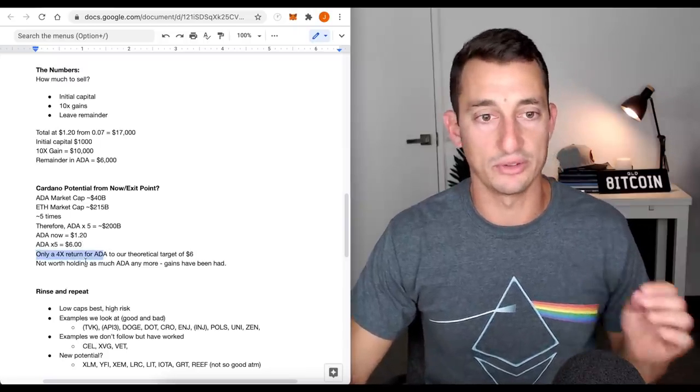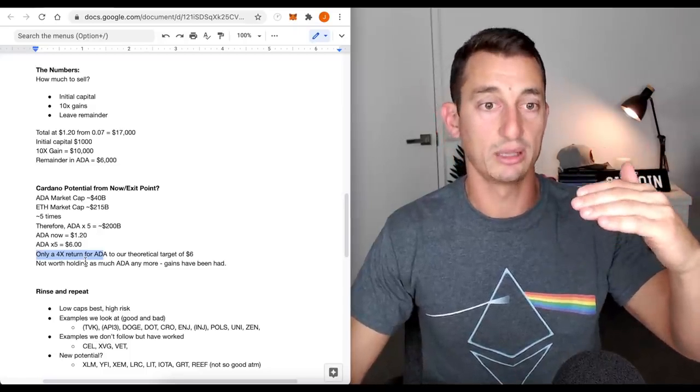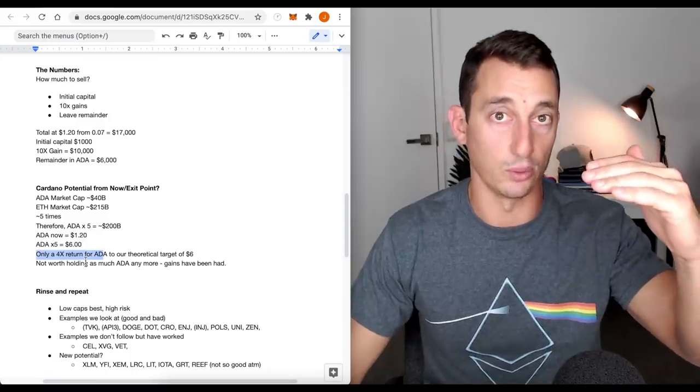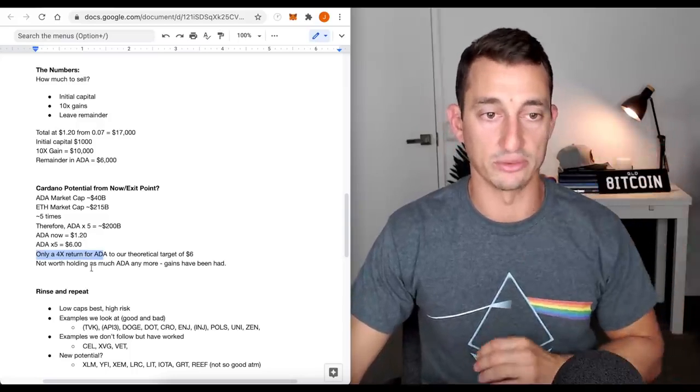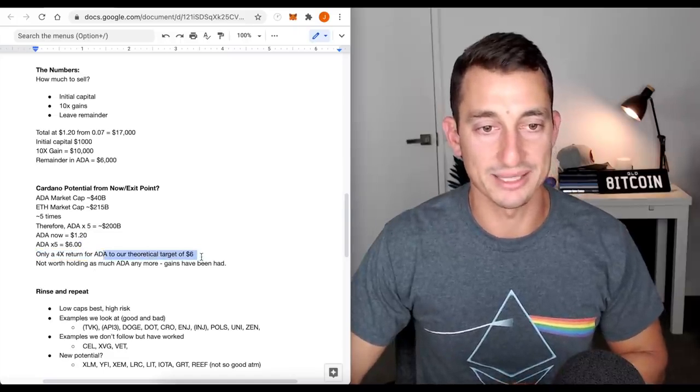Only a 4x return. So times 5, it's only 4x return, because we go 1x return gets you to $2.40, 2x return goes to $3.60, 3x return goes to $4.80, and a 4x return goes to $6. You times it by 5, but it's a 4x return. All right, so our theoretical target is $6.